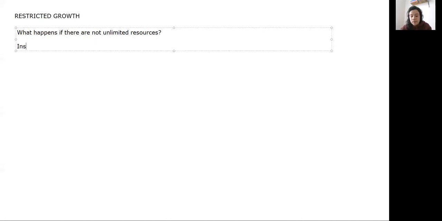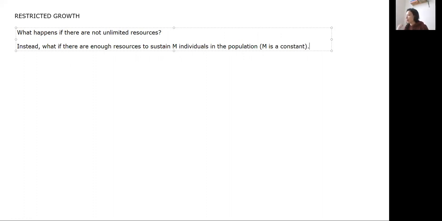So instead, what if there are enough resources to sustain just M individuals in the population, where M is a constant? What that means is that we have a number of resources. Let's say in a given forest, there's enough food so that you can sustain M deer. So you have enough resources for M deer. Then how is the population of deer going to evolve depending on what the initial conditions are?